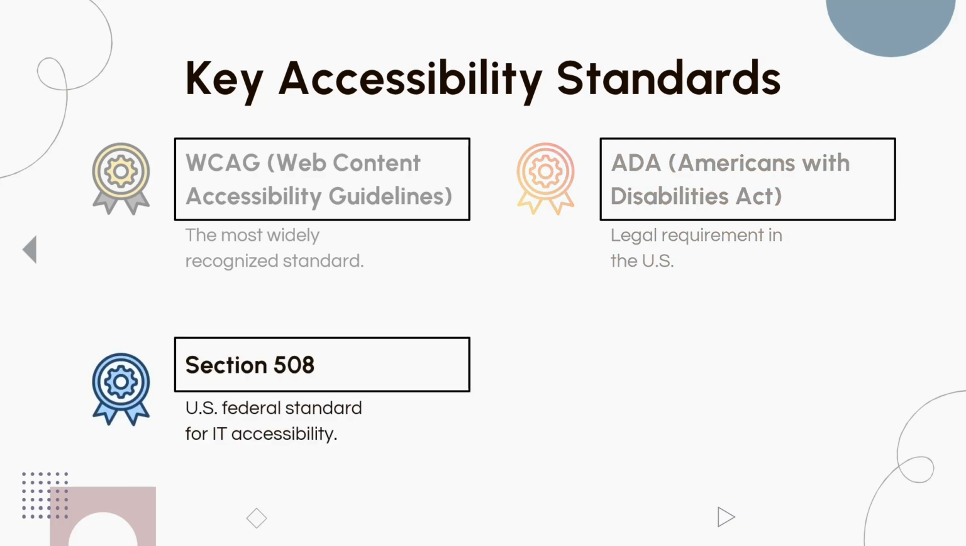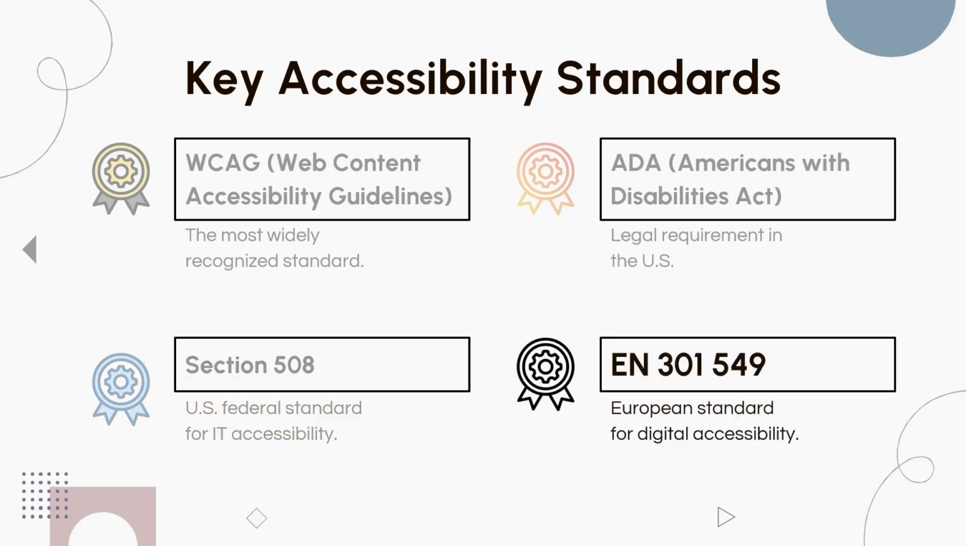Another important regulation is Section 508, the U.S. Federal Standard for IT Accessibility, which requires federal agencies to make their electronic and information technology accessible to people with disabilities. This includes websites, software applications, and electronic documents.